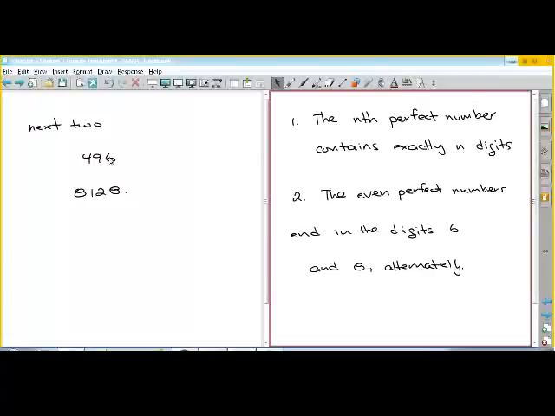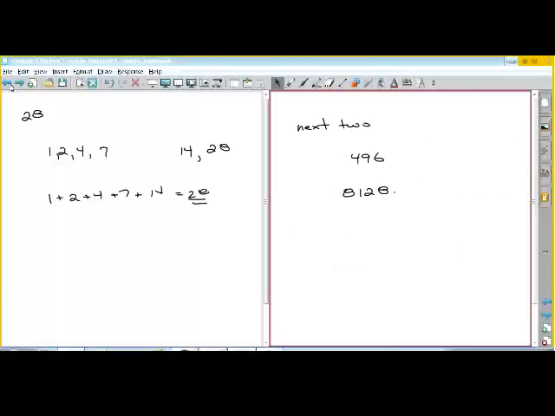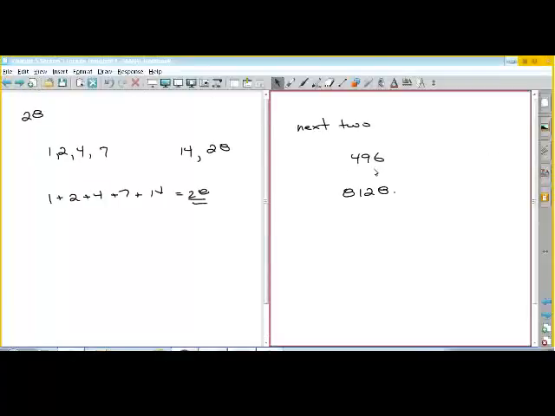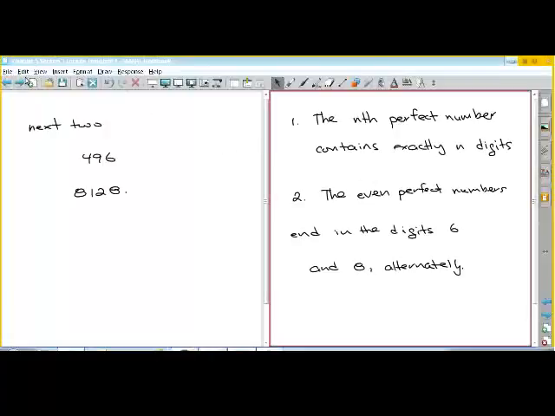So the nth perfect number contains exactly n digits. So the first perfect number is 6. It has 1 digit. The second perfect number is 28. It has 2 digits. The third perfect number has 3 digits, and so forth and so on. So that's what that's saying.